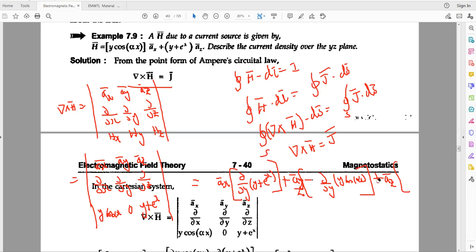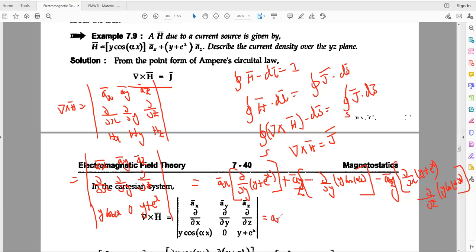Now minus AY bar, it is dou by dou x of Y plus e power x, minus dou by dou z of Y cos alpha x. Okay, my students. This is the AZ bar, we get the first term as 0 and the second term.